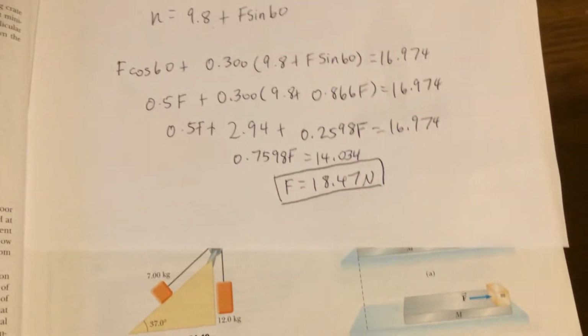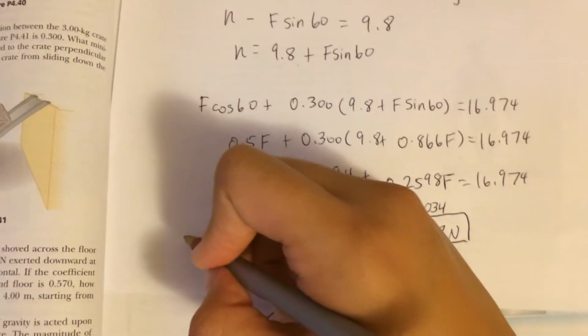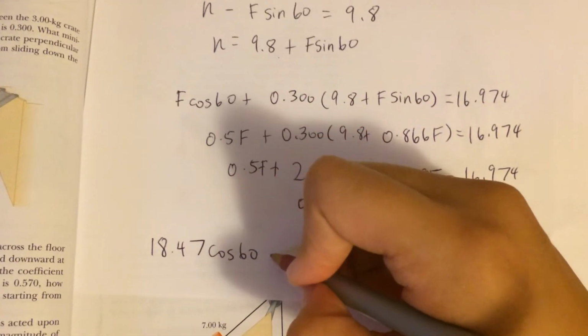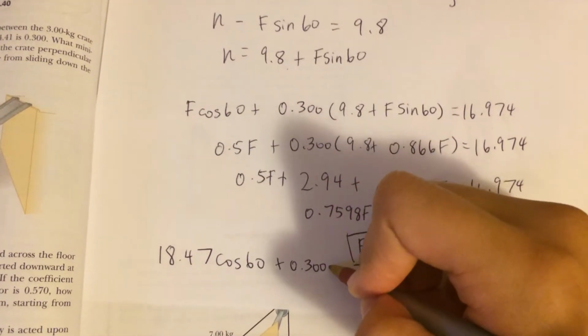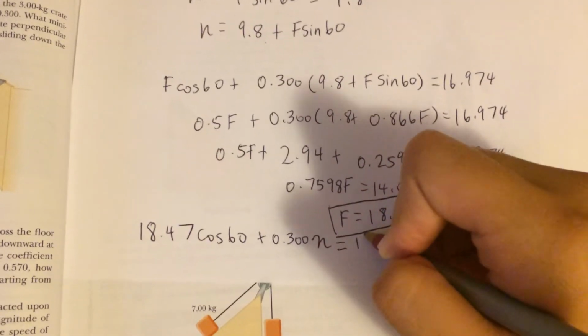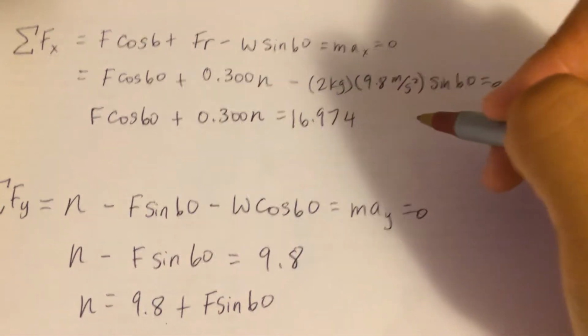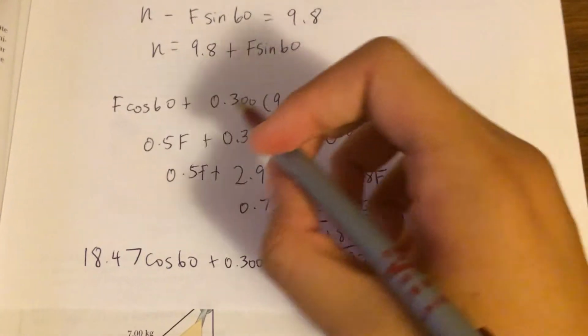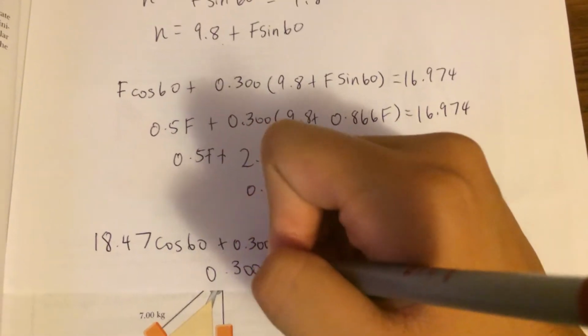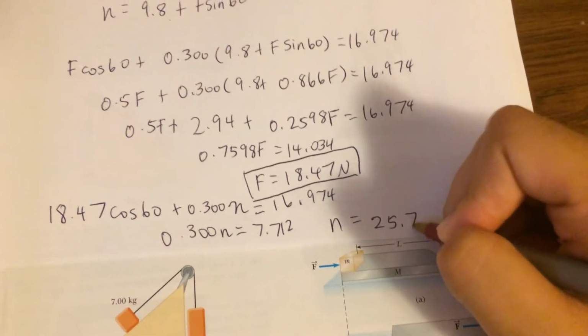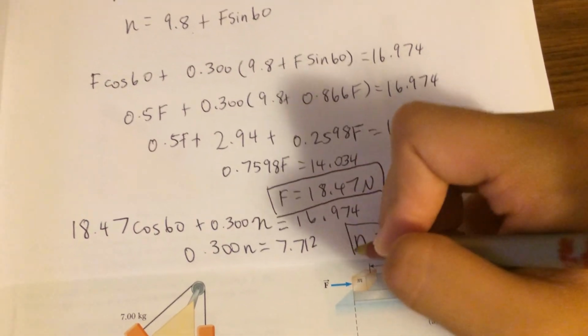So that's your force. Now we need the normal. So you have, going back to this equation, 18.47 cosine 60 plus 0.300 times the normal force equals 16.974. So I just plugged in F for this equation. And then that gives me 0.300 N equals about 7.712. So then N is going to equal 25.71 newtons. And that's your answer.